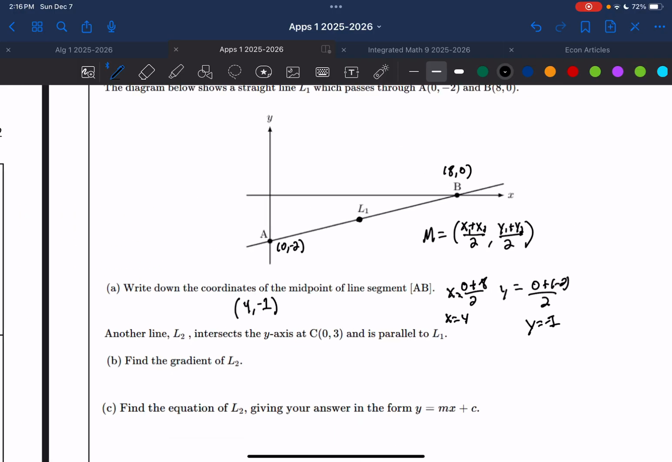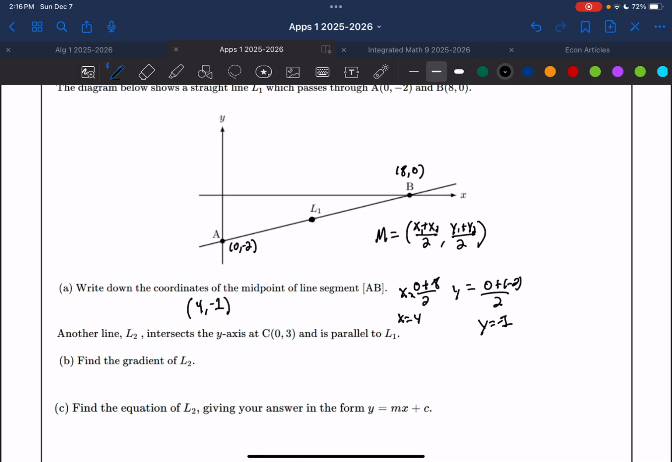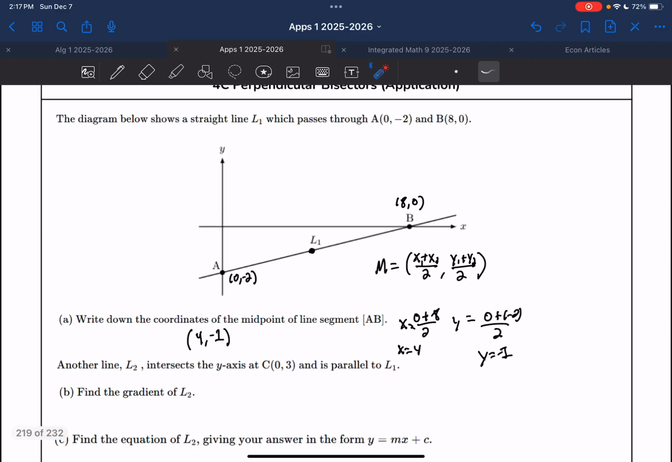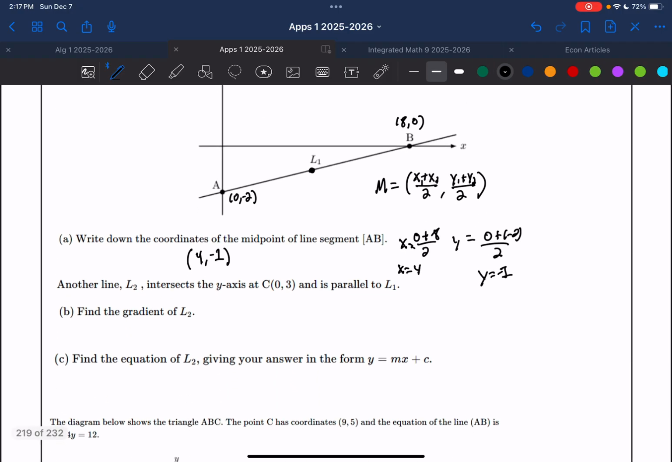Okay? And then we have another line that intersects the y-axis at (0, 3), and it is parallel to line 1. It says find the gradient of line 1. Well, if the lines are parallel, then they must have the same gradient, right? So the gradient of L1 is whatever it is, but the gradient of our L2 has to be the exact same thing. So we can answer this by finding the gradient of L1.